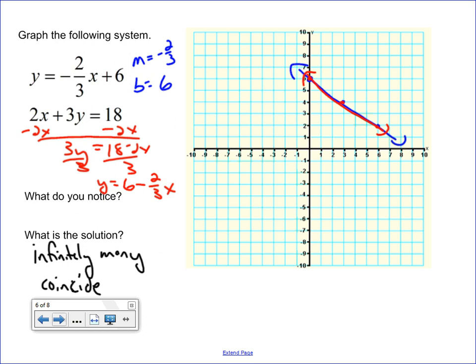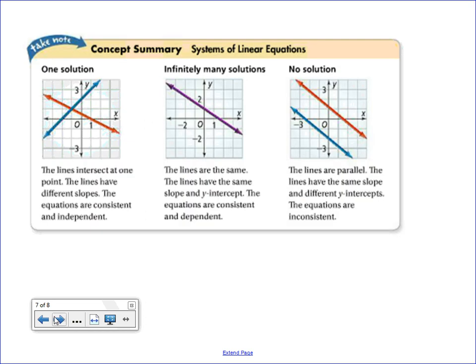Okay. So some things that are possible. First of all, you could possibly have one solution. If there's one solution, the lines are going to have different slopes, and we say that the equations are consistent and independent. Second one, the lines are the same. The lines have the same slope and the same y-intercept, and the equations are said to be consistent and dependent. If we look at the third one, the lines are parallel. The lines have the same slope, different y-intercepts, and the equations are said to be inconsistent.